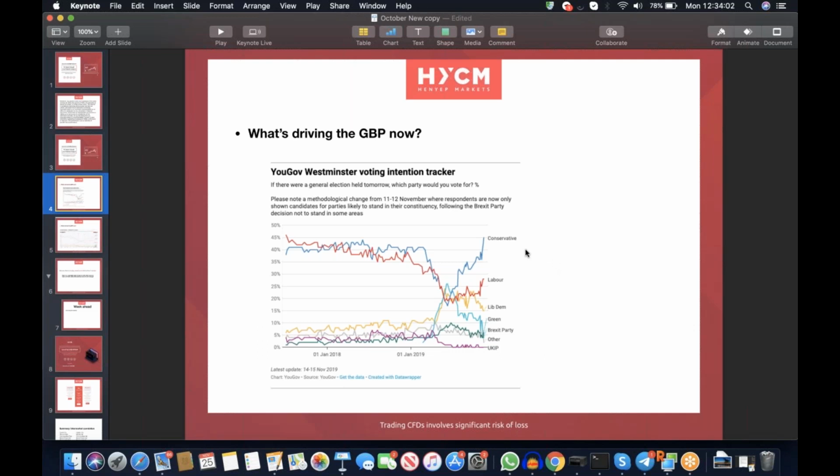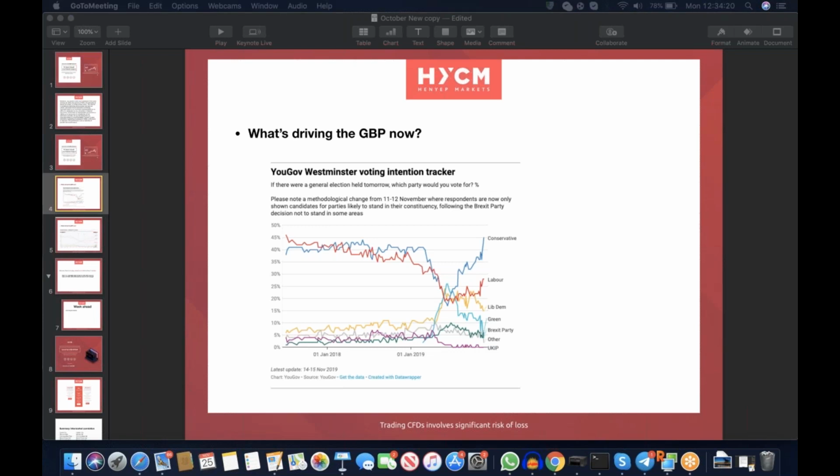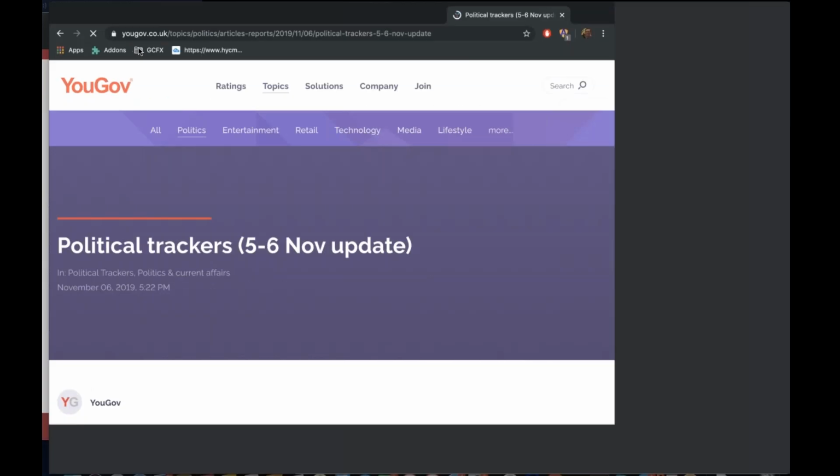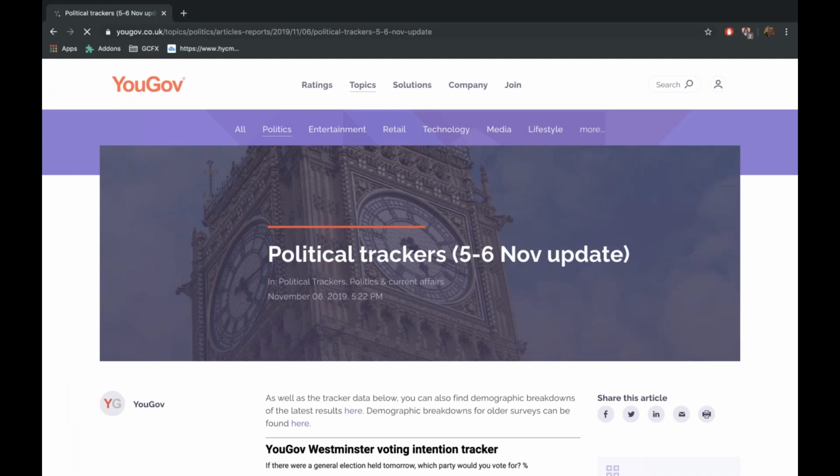But the poll I want to draw your attention to is the YouGov poll. I want to send you the link. Just bear with me a moment while I pull it up here. Right, that's it. This is the YouGov poll. You just go to yougov.co.uk.